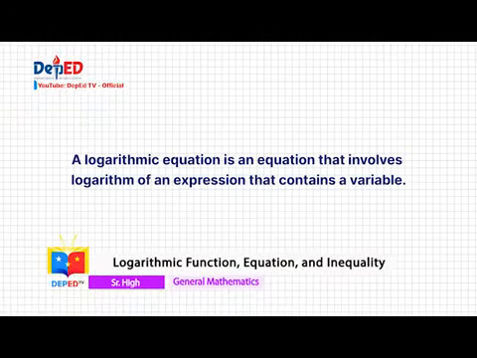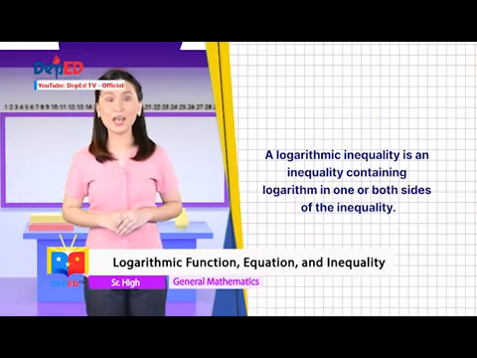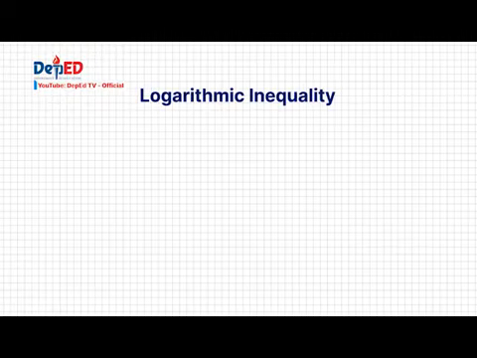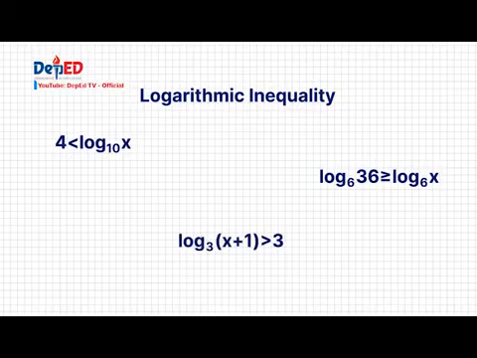A logarithmic equation is an equation that involves a logarithm of an expression that contains a variable. While a logarithmic inequality is an inequality containing logarithms in one or both sides of the inequality. These are examples of logarithmic inequalities. We have 4 is less than the logarithm of x with a base 10. Another example is the logarithm of 36 with a base 6 is greater than or equal to the logarithm of x with a base 6. The logarithm of the quantity x plus 1 with a base 3 is greater than 3 is also a logarithmic inequality.